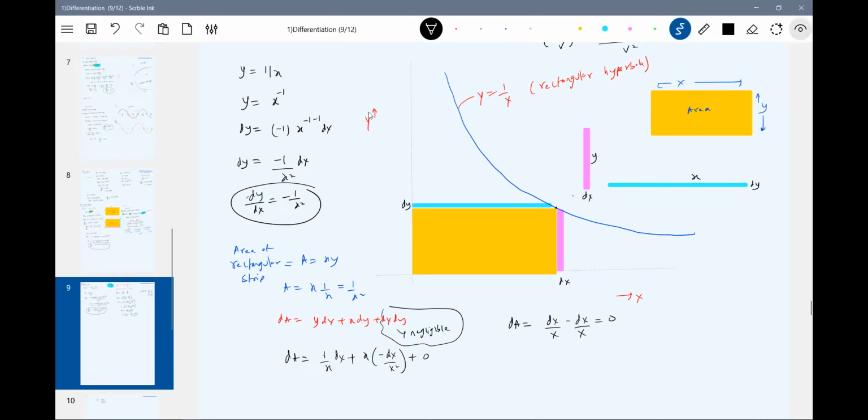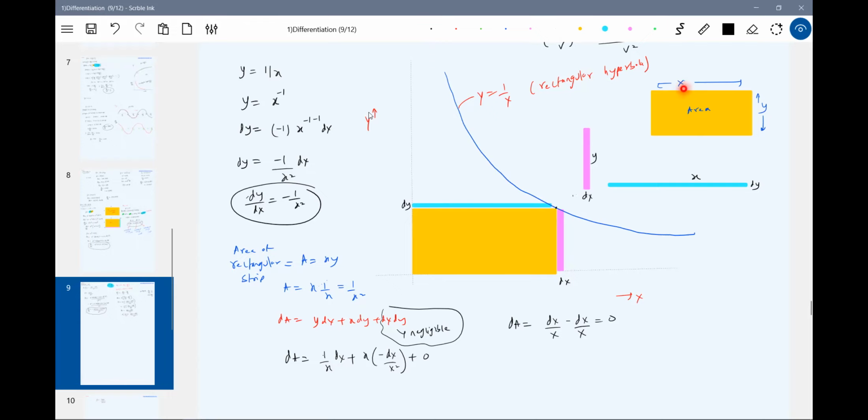So what does it mean? No change in area. So if you can construct a rectangular strip where its height and the length are related by this equation, then though x and y change, its area will not change. I think this is something very, very important. If you construct a rectangular strip where the product of the side lengths x and y is equal to unity, then though x and y change, its area will not change. This is the interpretation. Hope you're able to understand this.